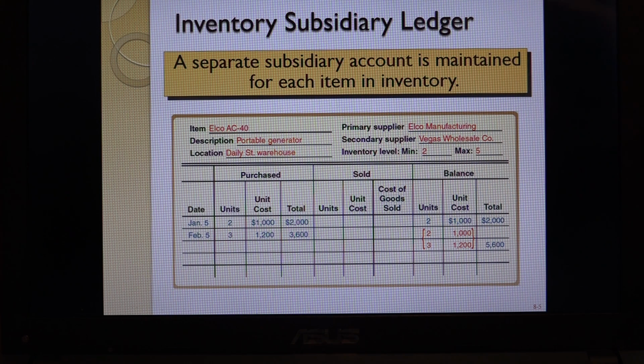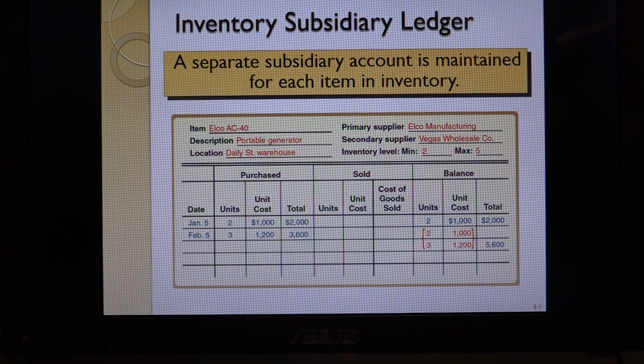And notice, again, unit costs for 2 of them, $1,000 per unit, and unit cost for 3 of them is $1,200 per unit. So the question is, which units did we sell? Because it's going to make a difference in our cost of goods sold, and thus it's going to make a difference in our remaining inventory, right?